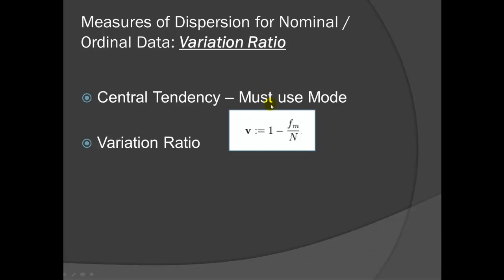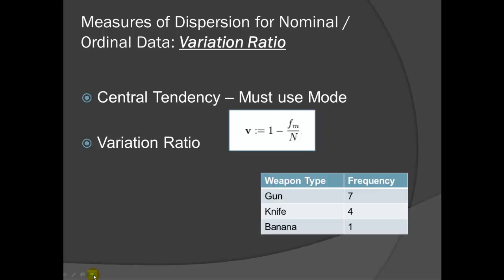Now this is where the 1 minus comes in this formula. Why we subtract this from 1 is that it gives us the flip side of that and tells us the proportion of values that aren't in the mode. And that's all the variation ratio really tells you: the proportion of values that aren't represented in your mode. So it's a pretty simple, straightforward measure of dispersion, again, only useful for nominal or ordinal data.